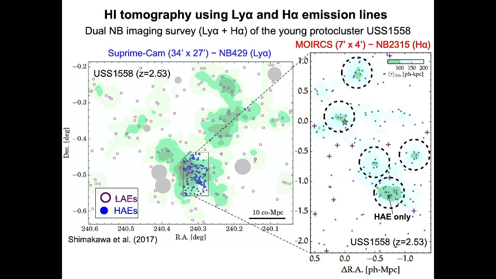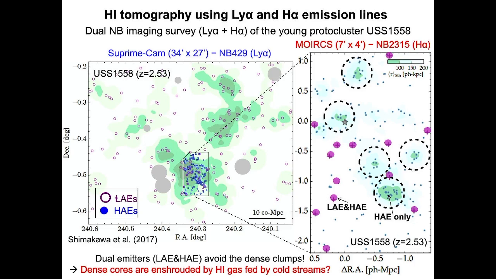Okay, and this is a zoom-in view of the center of the protocluster. We see those many clumps, and the small dots show the positions of the H alpha emitters, while the larger symbols show the positions of the Lyman alpha emitters. And those Lyman alpha emitters seem to be avoiding the densest region of the H alpha emitters. It's actually very clear. And so this might suggest that those protocluster cores may be enshrouded by HI gas, which scatters the light from the Lyman alpha photons.